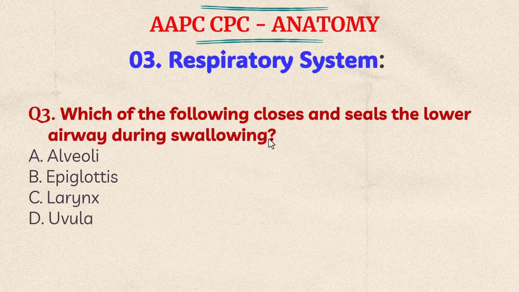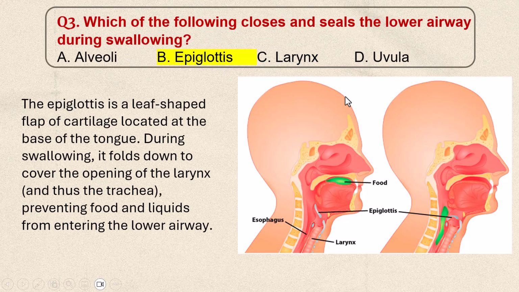Question number 3. Which of the following closes and seals the lower airway during swallowing? A. Alveoli, B. Epiglottis, C. Larynx, D. Uvula. Think about the answer. The correct answer is B, epiglottis. You can see the epiglottis here.